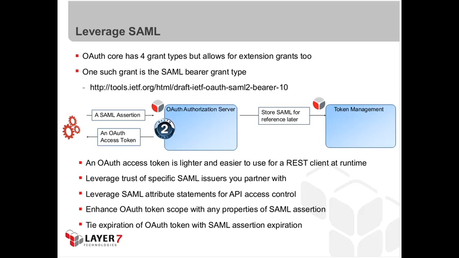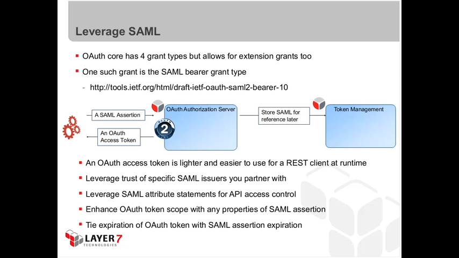So in your OAuth authorization server, in order to implement this, you need to be able to leverage trust of existing SAML issuers that you partner with. So you would have to verify the SAML assertion during the handshake, verify that it's signed by a SAML issuing authority that you trust. And you would also leverage information about the SAML assertion to inject information in the scope of the OAuth session. So you can use, for example, SAML attribute statements, or you can leverage the issuer of the SAML assertion to specify a scope that is relevant.